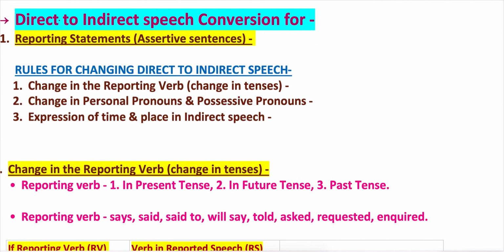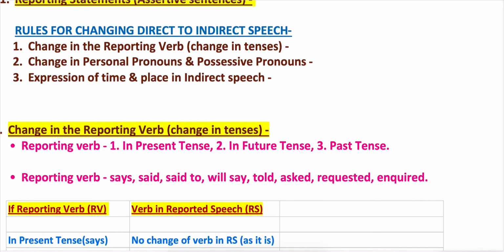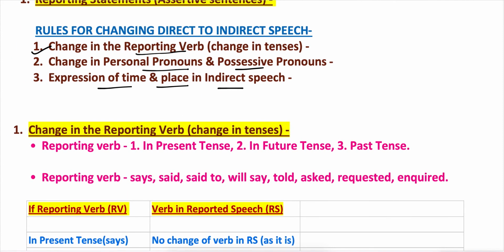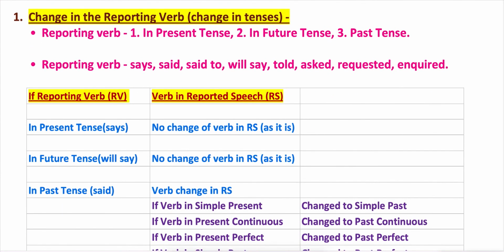So what are the rules for conversion of direct to indirect speech? There are three rules. First, there will be a change in the reporting verb; second, a change in the pronouns, personal and possessive; and third, a change in the expression of time and place. Let's see them. First is the change in the reporting verb, that is, the change of tense.